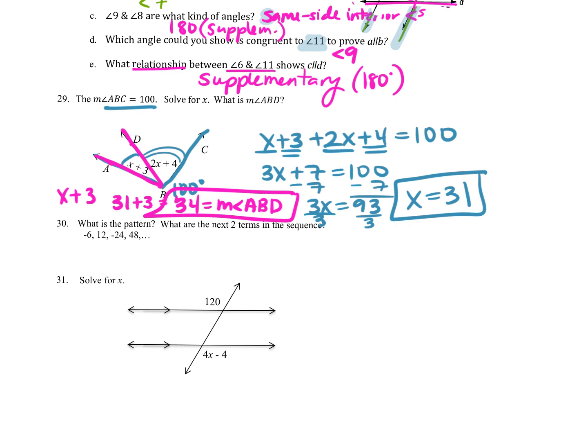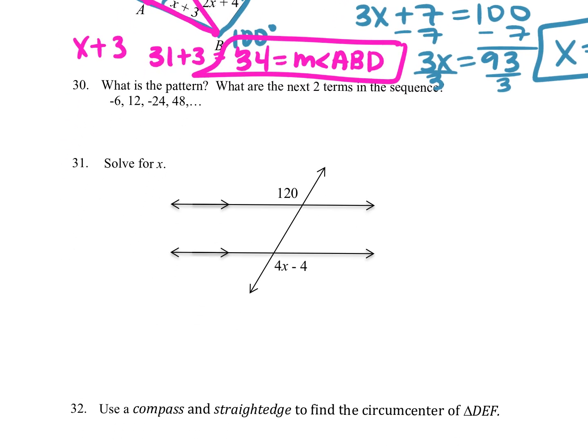All right, number 30. What is the pattern and what are the next two terms? So if you're looking here, to get from -6 to 12, and then 12 to -24, and -24 to 48, we are multiplying by a -2 each time. Maybe it's better to write it like that. So the pattern is times -2, or you can say times -2 if you feel better about that.